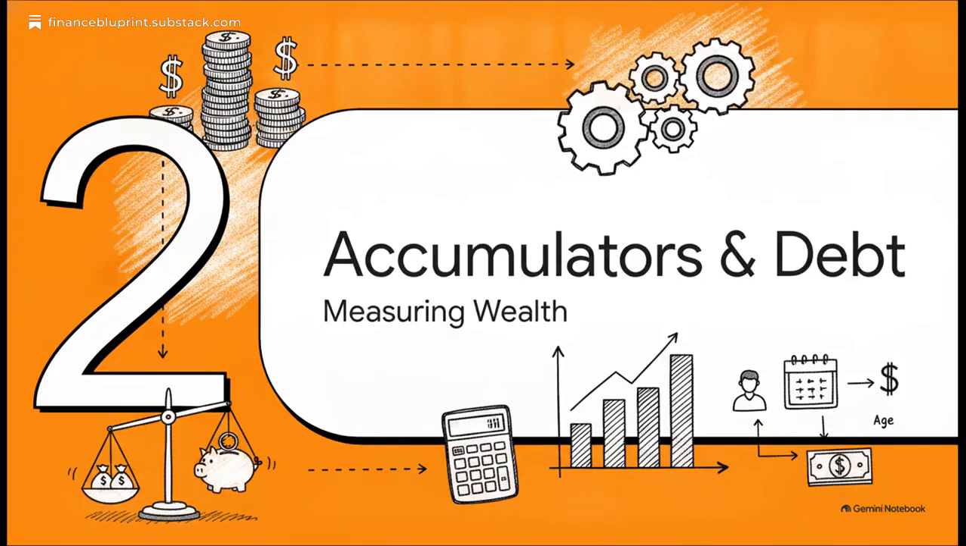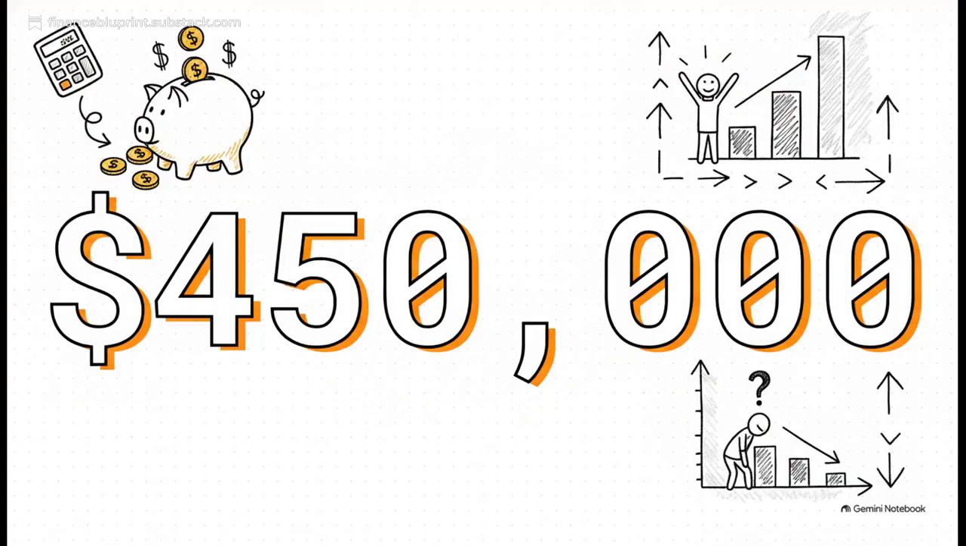Section 2. Accumulators and debt ratios. So how do we actually measure if your individual microhabits are successfully building wealth? Well, it all comes down to your expected net worth. Here's the formula. You take your age, multiply it by your pre-tax annual household income, and divide by 10. So to put that into perspective, if you're 50 years old and earning $90,000 a year, your expected net worth is $450,000. Here's where it gets wild.